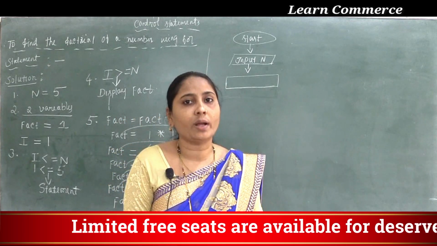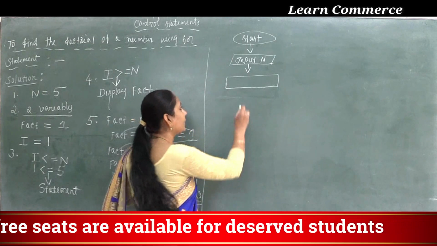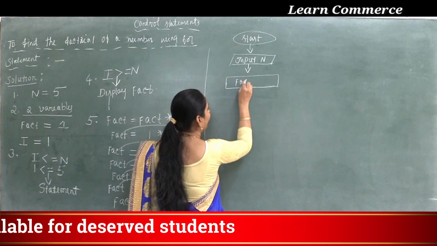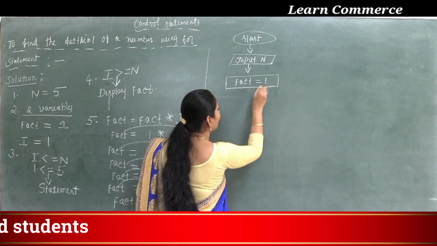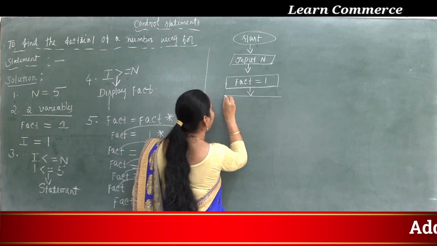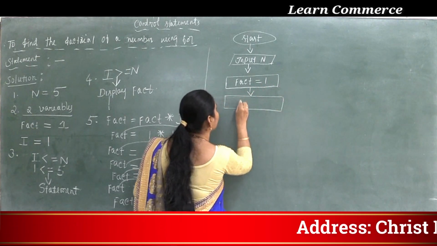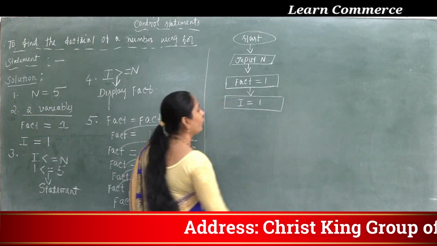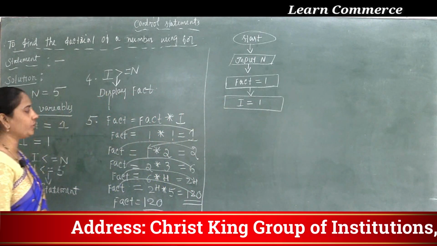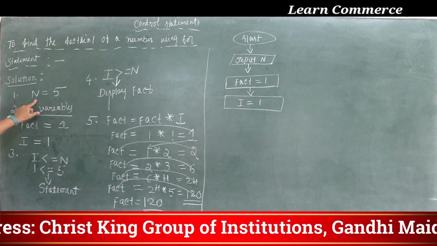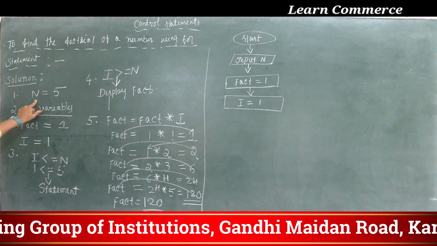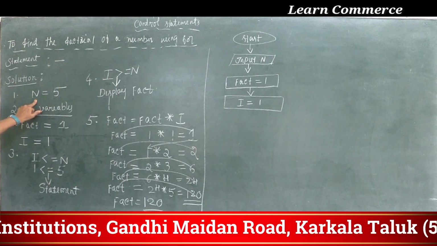Fact is equal to 1, I is equal to 1 here, but let's use them separately. So fact value is equal to 1, and the next thing, by using the process symbol I am using one more initialization, that is I value is equal to 1. No changes, whatever I completed in the flowchart, the same thing I am going to complete here.